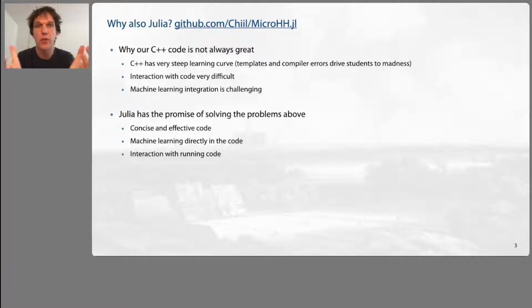Julia has the promise to solve the problems that I just described, because you can write nice, concise and effective code at relatively quick speed. We can also apply machine learning directly in the code, and it allows for interaction through the REPL.